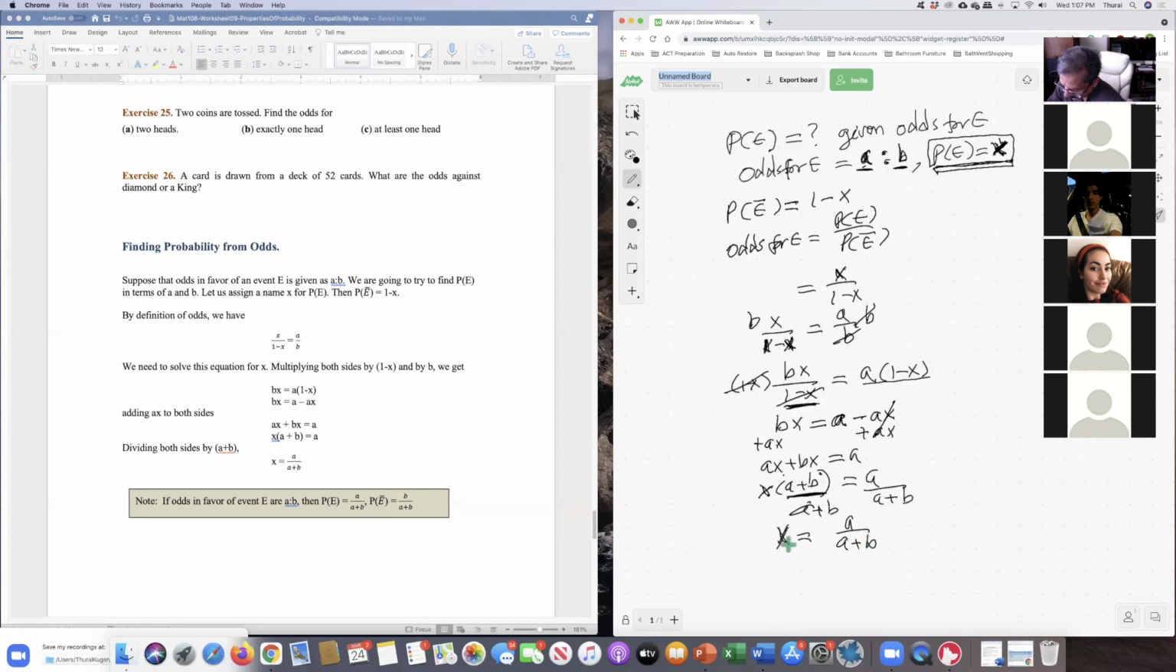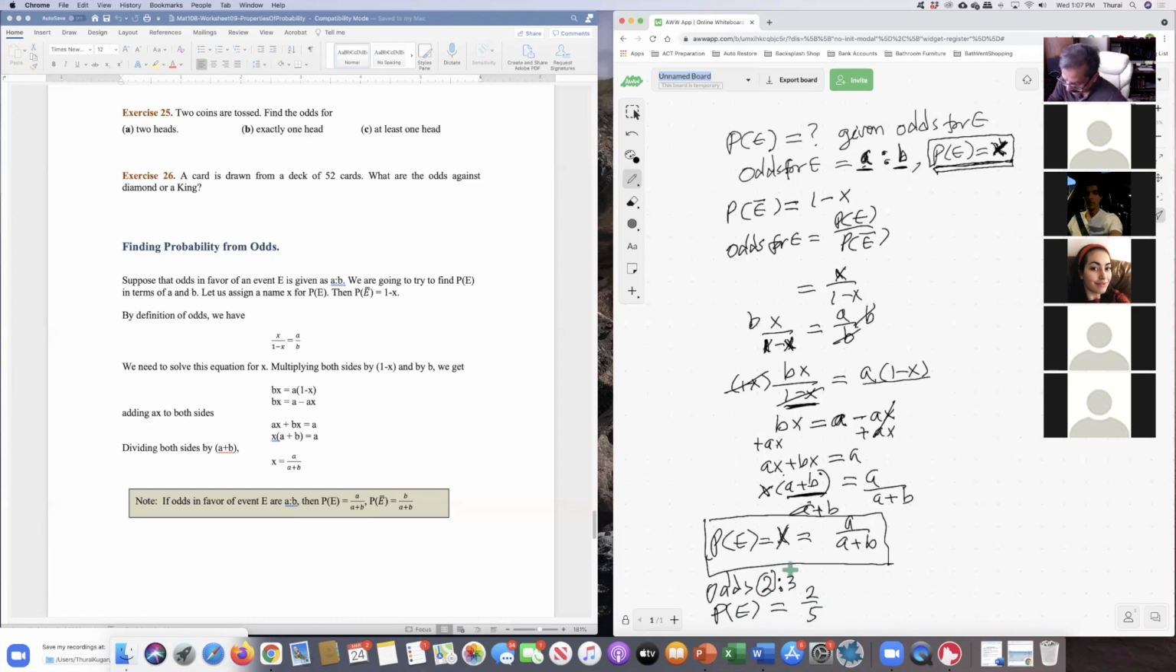So what I have proved here is: if the odds for the event is A to B, then probability for the event E is A over A plus B. So from the ratio they give you for the odds, you can find the probability. So if the odds is given as 2 to 3, then probability of E is equal to what? 2 over 5. As simple as that.